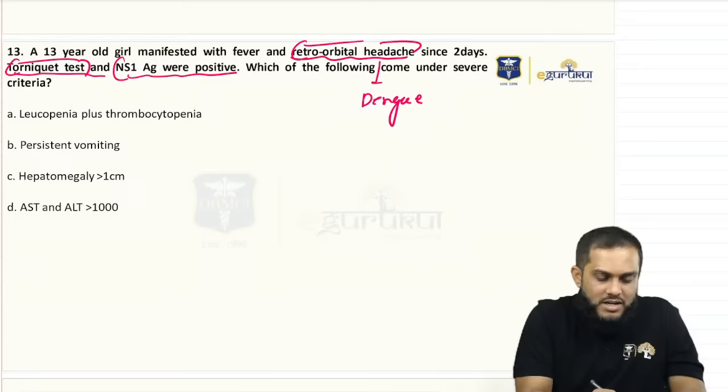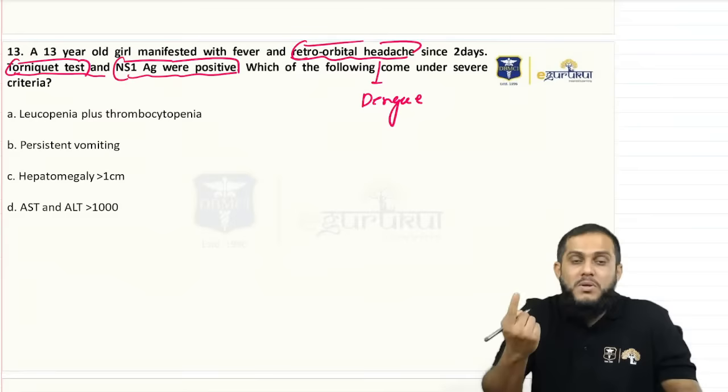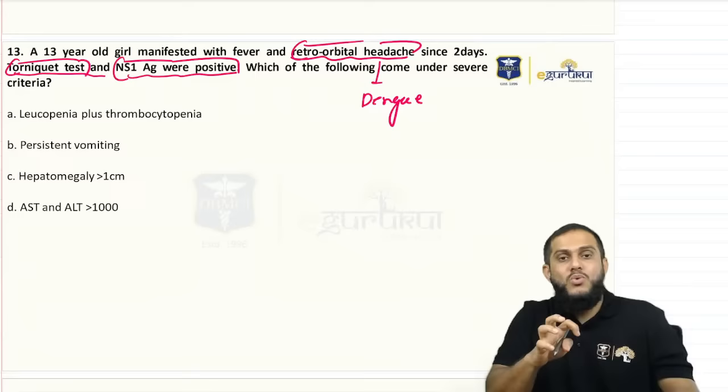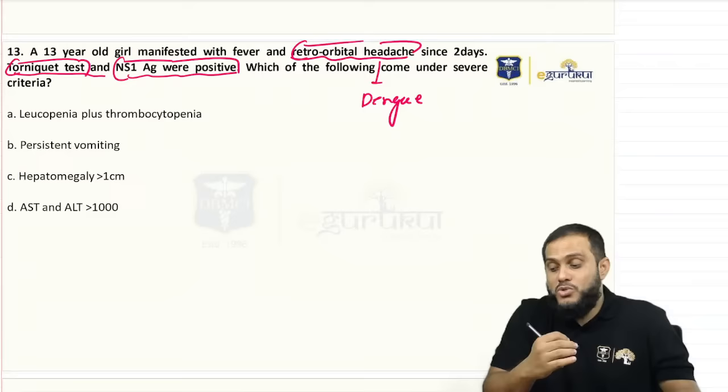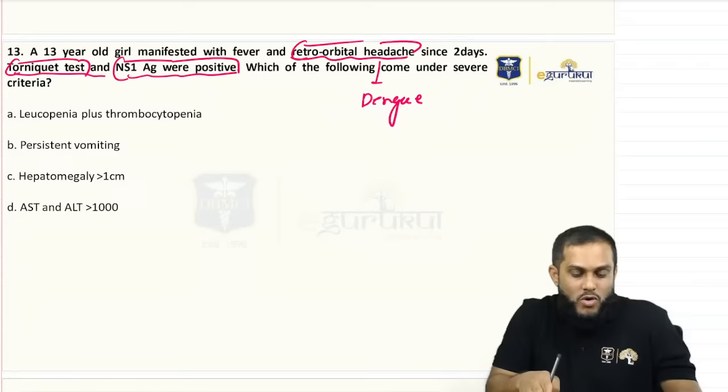Right, retroorbital headache, clinically dengue. Tourniquet test positive, probably dengue. NS1 antigen positive, confirmed dengue. So nicely the question is framed. Clinically they said dengue, then lab diagnostically probably dengue, so then they confirm that it is dengue. Which of the following come under severe criteria?